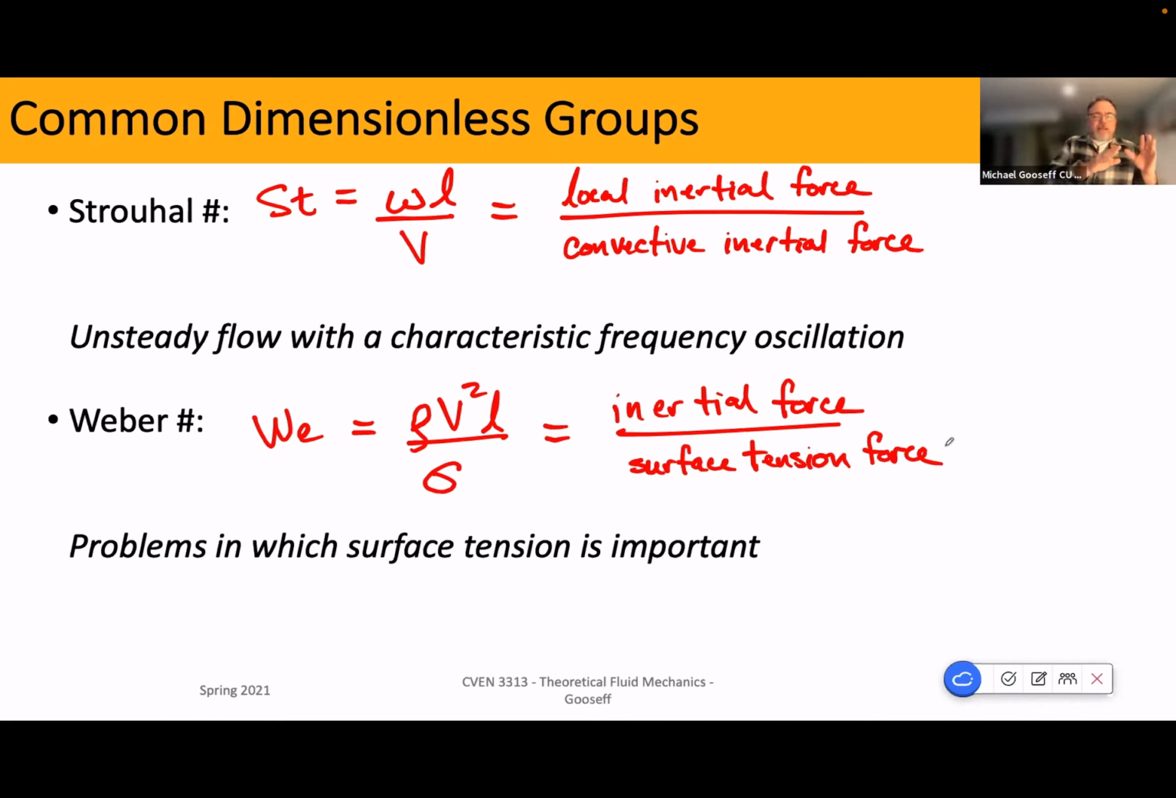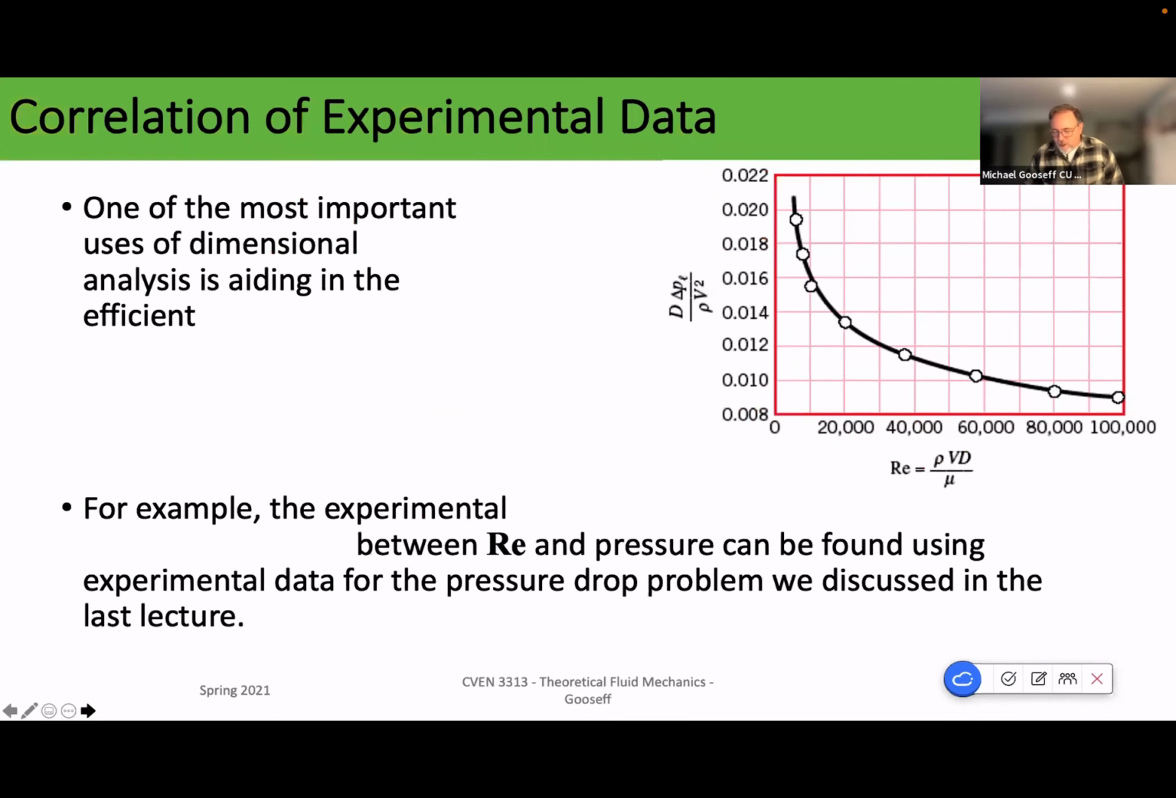So whether we've identified our pi terms in the Buckingham pi approach, or whether we're using some of these common dimensionless groups that we've just defined on the past 3 or 4 slides, we need to think about how we put them to use. All right, so let me do that with a little bit of an example here.